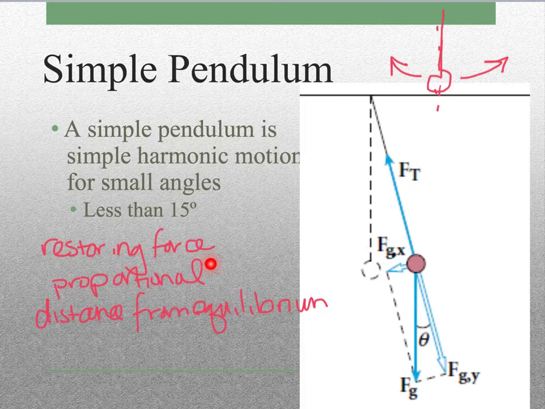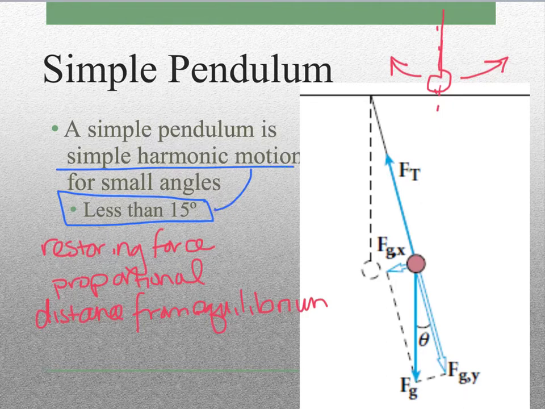And it turns out that as long as the angles that we're working with are less than 15 degrees, okay, this is very key for you to remember, as long as that angle is less than 15 degrees, it is simple harmonic motion. If it's more than 15 degrees, however, then this force of gravity stops being proportional to the distance from equilibrium, and it's no longer simple harmonic motion. So this is the key here. It is simple harmonic motion when this angle is less than 15 degrees.